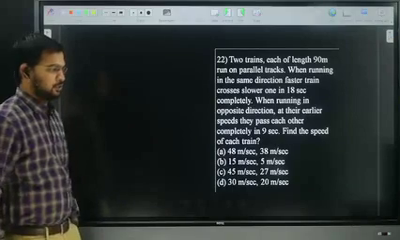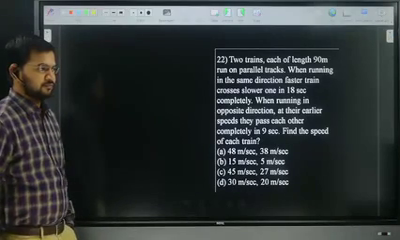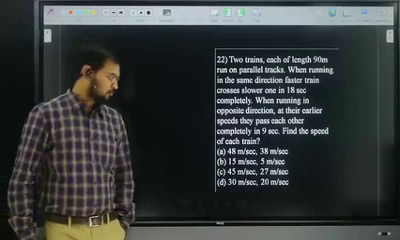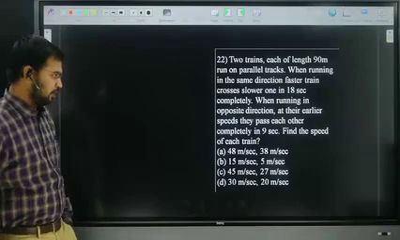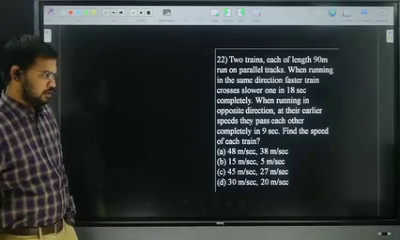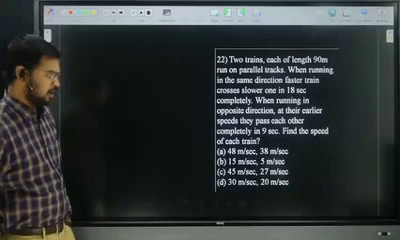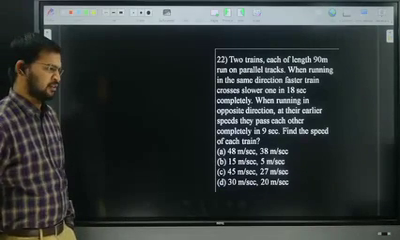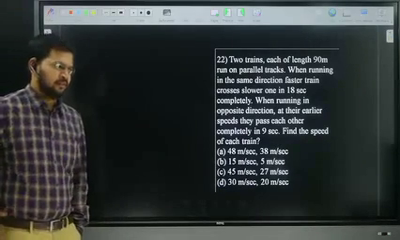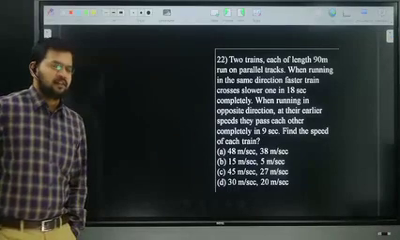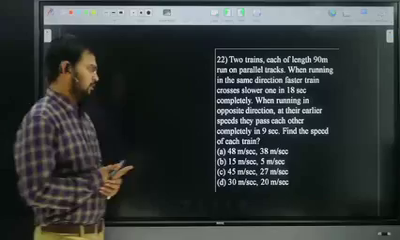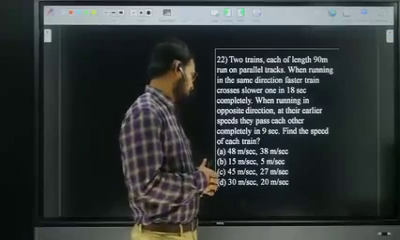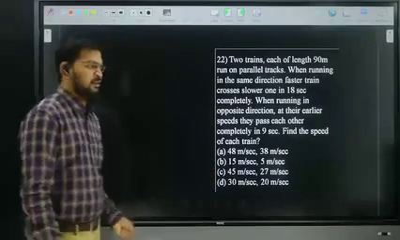What is the answer for this question? Prasad replied 1520. Prasad, there is no option 1520. So what is the answer? 15.5. Very good. Yes, 15.5 is the right answer.